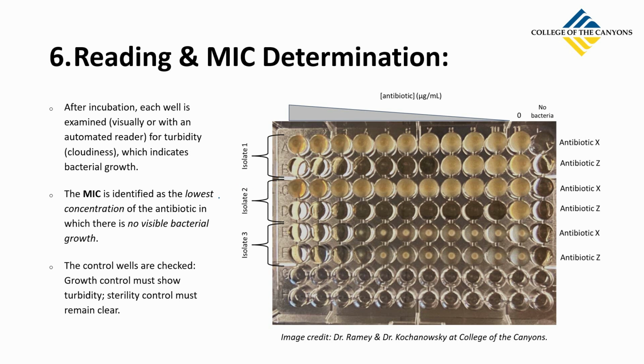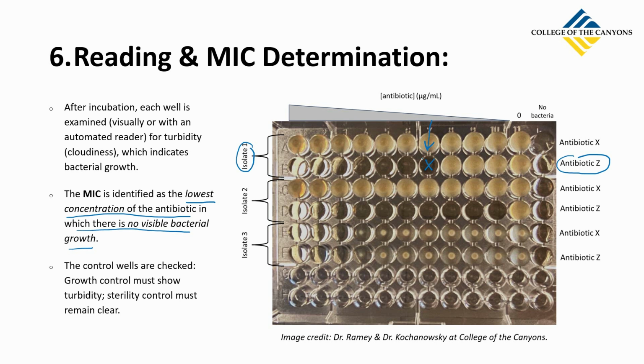So the MIC is identified as the lowest concentration of antibiotic in which there is no visible growth. So again, this is an example of a well where this is the lowest concentration of antibiotic Z that prevented growth of this particular isolate. So whatever the concentration is here, and that's what we have to figure out, would be the minimal inhibitory concentration, or the MIC.